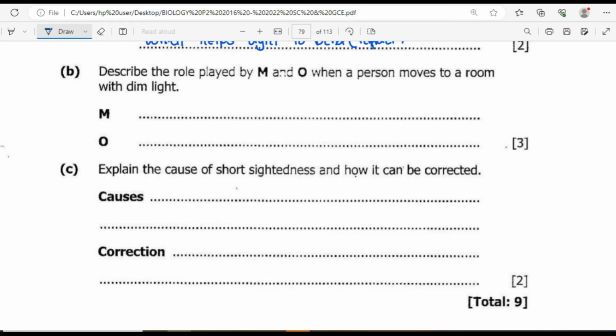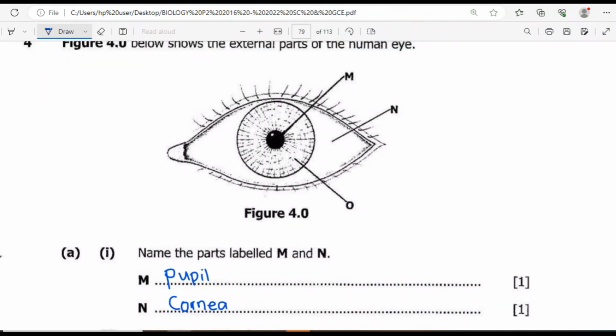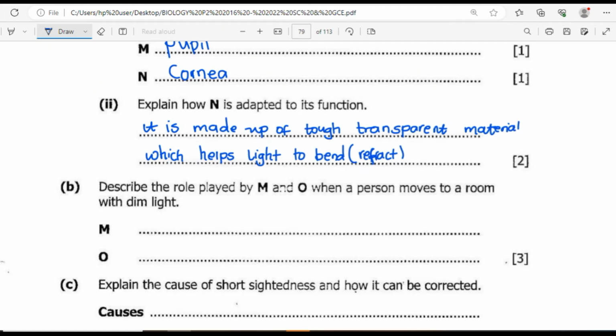B, describe the role played by M and O when a person moves to a room with a dim light. So in dim light, definitely we are looking at where there is low light. So M is the pupil. What happens to the pupil? We know that it will dilate to allow more light to enter.